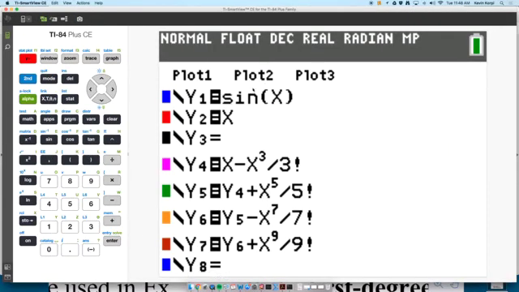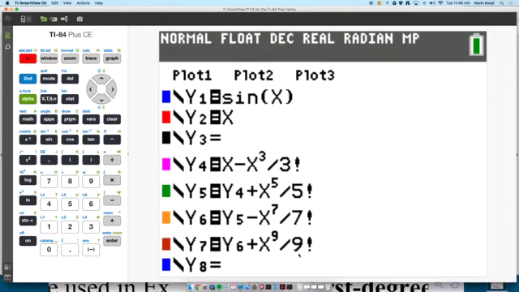But what I've done is I've typed in sine of x in y1, and then I'm adding essentially another term to each of the previous graphs. And if you notice the terms, they're all odd degree. So I have an x to the first, then an x cubed over 3 factorial, an x to the fifth over 5 factorial, x to the seventh over 7 factorial, x to the ninth over 9 factorial. So you could probably predict what the next term would be if I were to add another one: x to the 11th over 11 factorial, because we're going by twos.